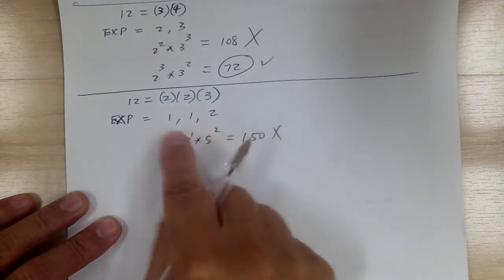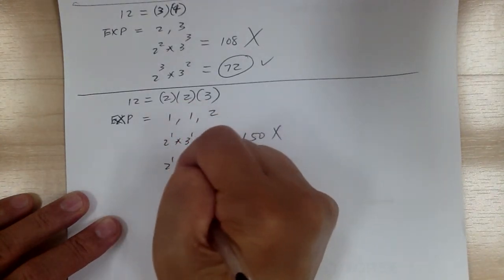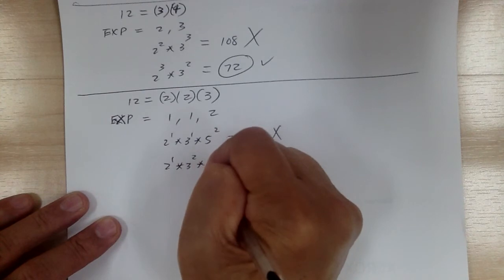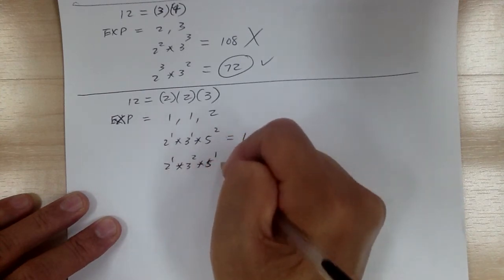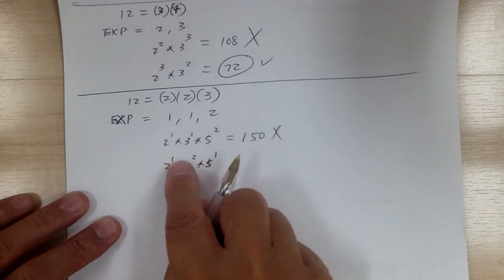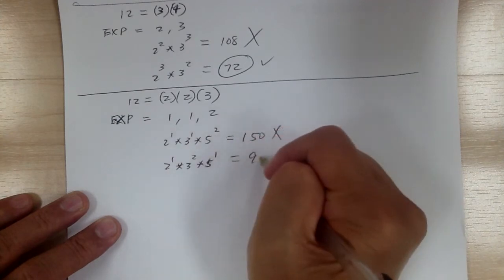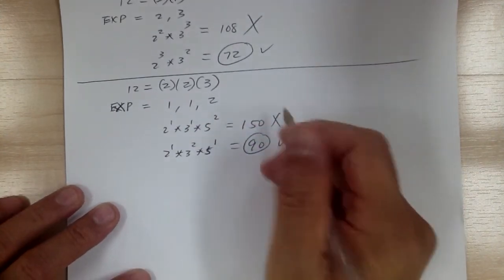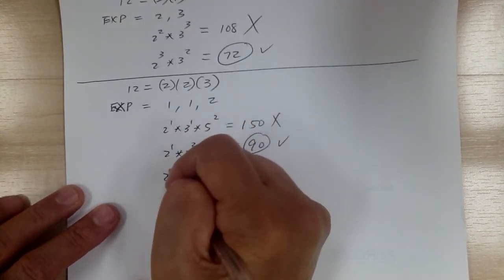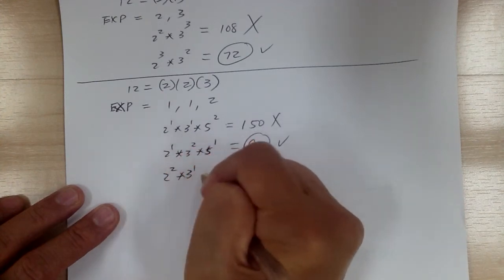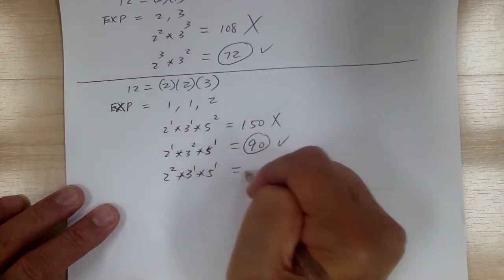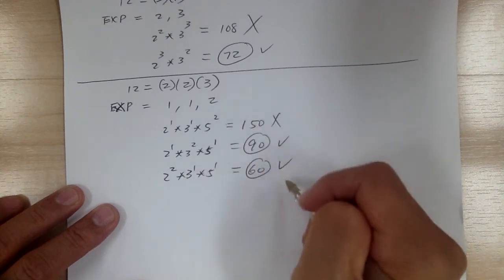So again, I'm just going to rotate the exponents. So it'll be 2 to the 1, 3 to the 2, 5 to the 1. Again, exponents 1, 1, 2. And this will give me 90, so this one is good. So circle that. And again, I'm going to continue on. So it'll be 2 to the 2 times 3 to the 1 times 5 to the 1. And this is equal to 60. So this one is also good.